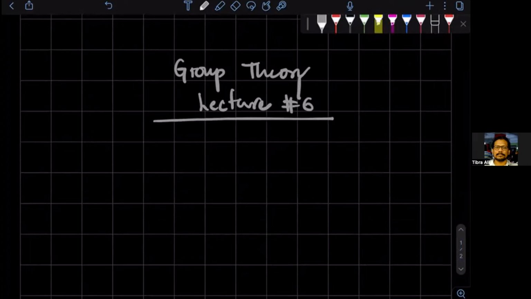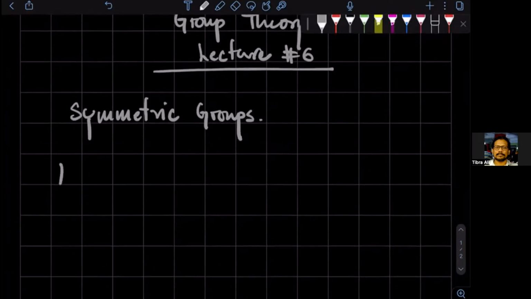And we've been discussing the symmetric groups, right? And we found, very interestingly, that all finite groups are subgroups of some symmetric groups, okay? So now, today we want to discuss something called partitions.